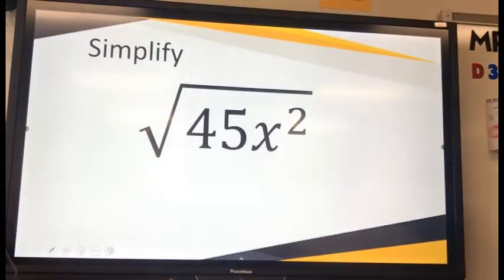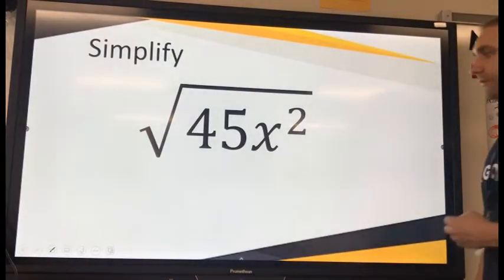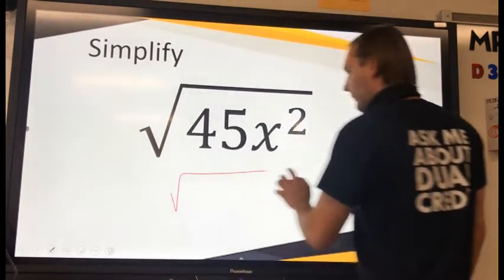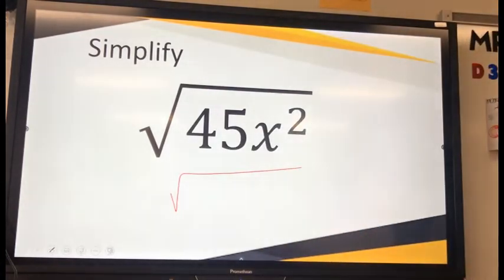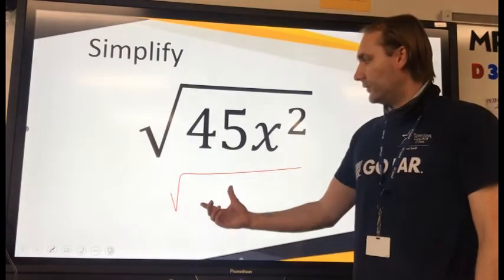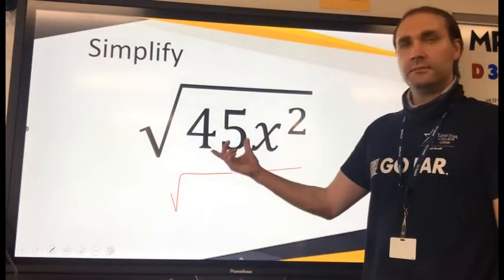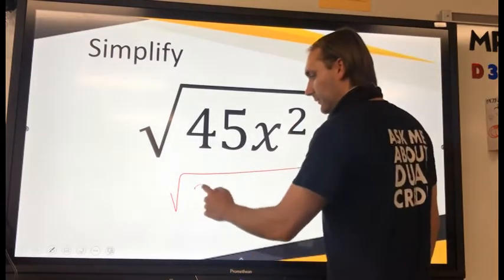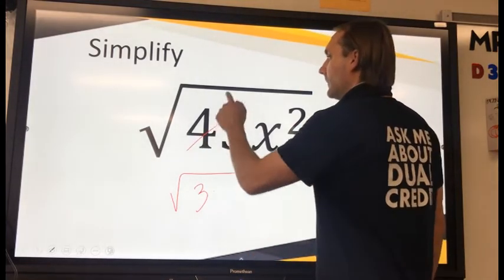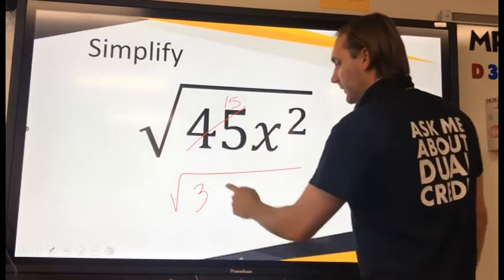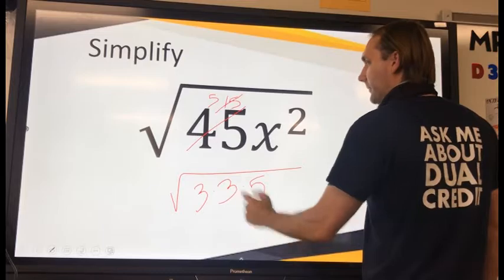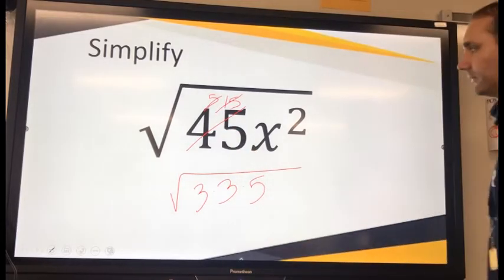Now let's look at variables and what happens when they go inside a radical. Same process, same thing with GCF. We'll just write it out. So let me look at my prime multiples. 2 goes into 45? No, it doesn't work. 3 goes into 45 how many times? 15. Does 3 go into 15? Yeah. How many times? 5, and 5 is prime. So 45 is 3 times 3 times 5.